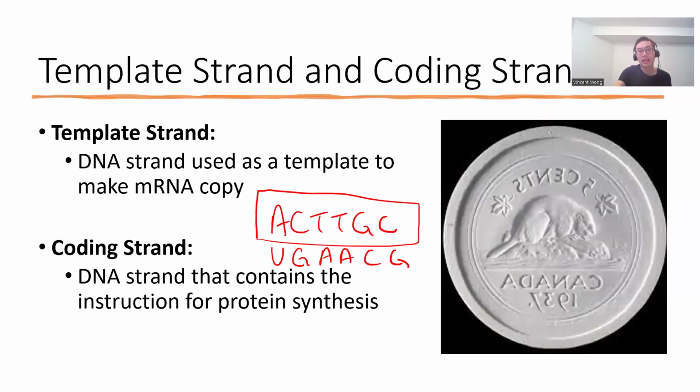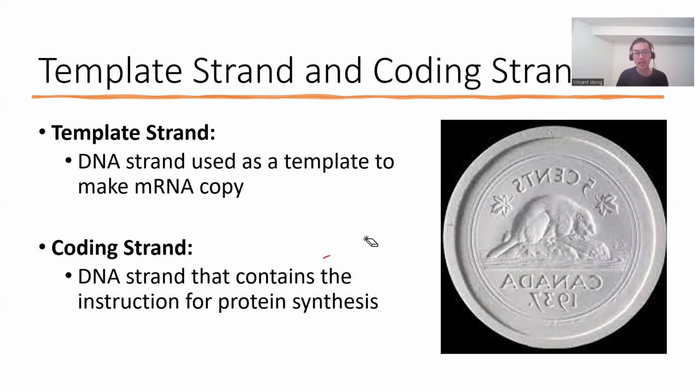So it's like minting a coin. This is a mold for minting a coin. The mold has to be flipped compared to what you actually want to make, right? If the mold is the same as what you want to make, then it's going to come out backwards. Do you understand that? The mold has to be opposite to what you want to make. And that's kind of like the situation here.